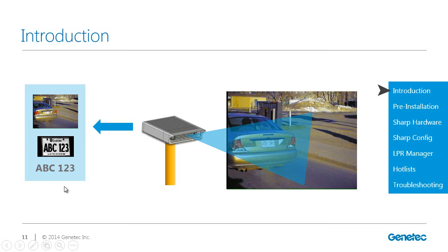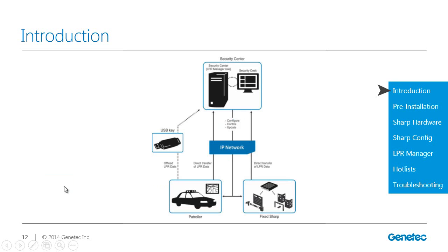AutoVu can be used in both fixed and mobile scenarios. In a fixed system, the Sharp camera system communicates directly with the LPR Manager role on the Security Center system, and the LPR Manager determines if the plate being read belongs to one of the selected lists.